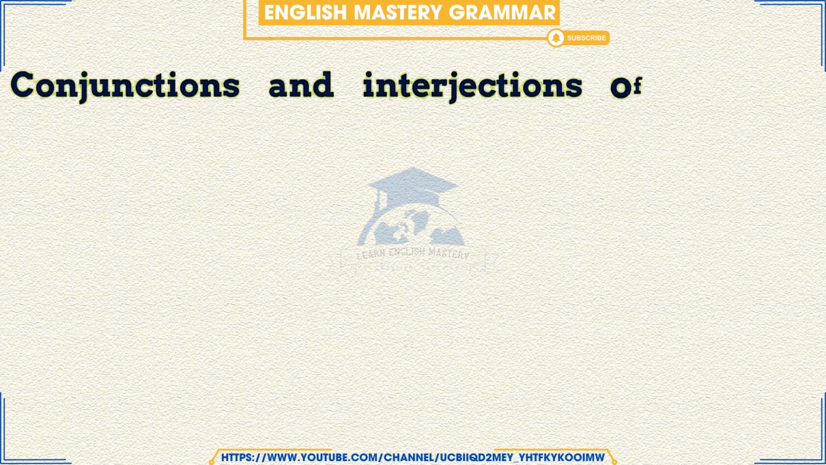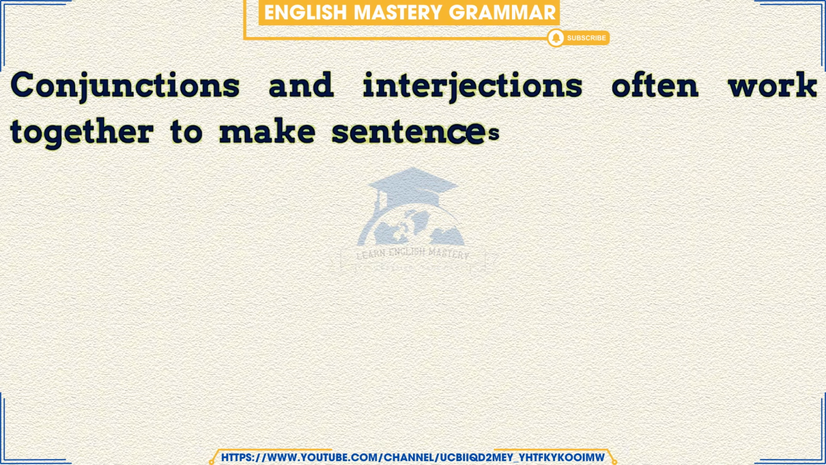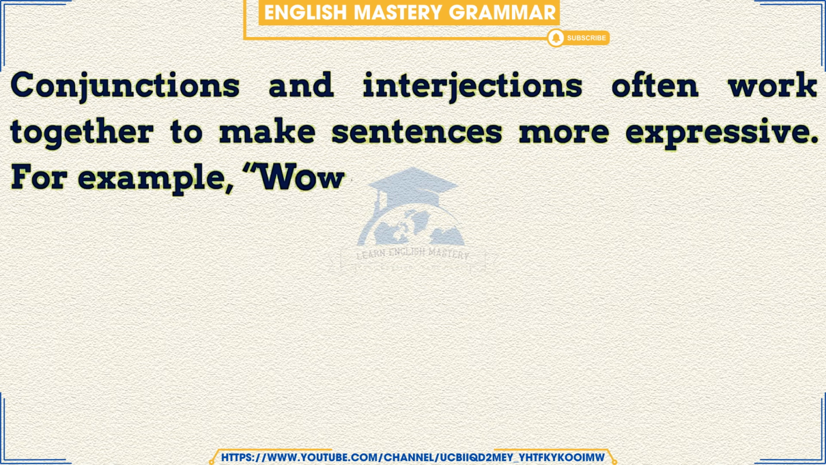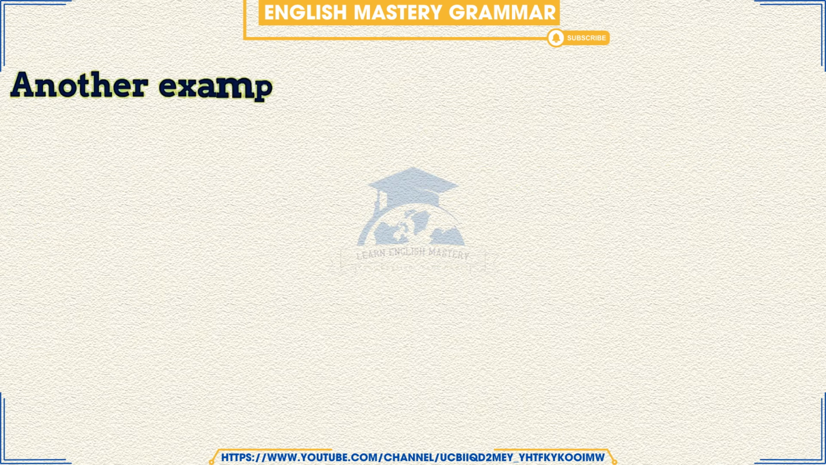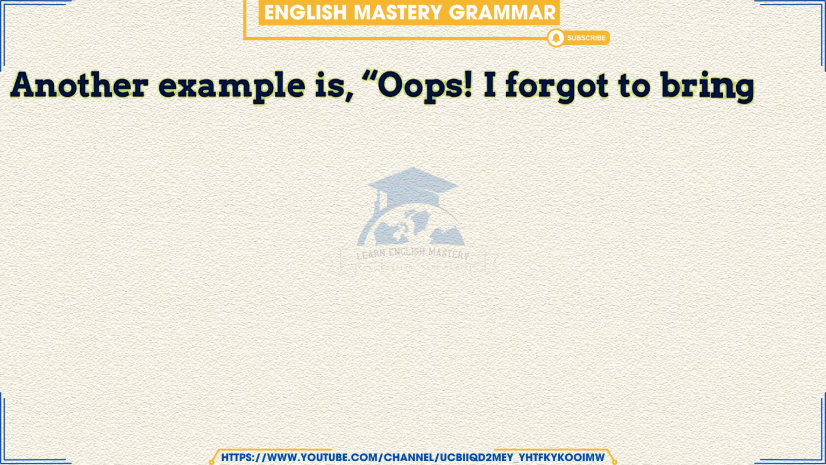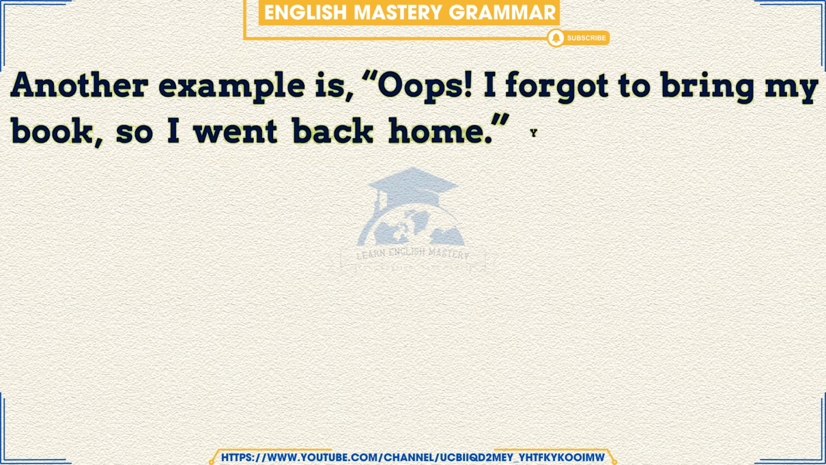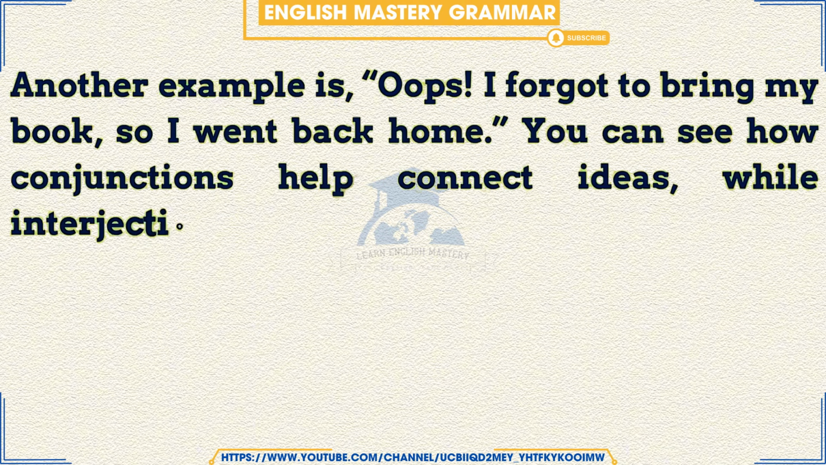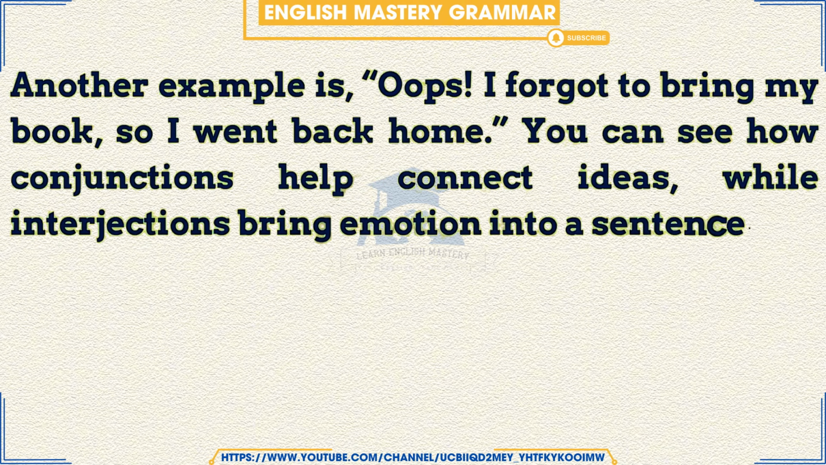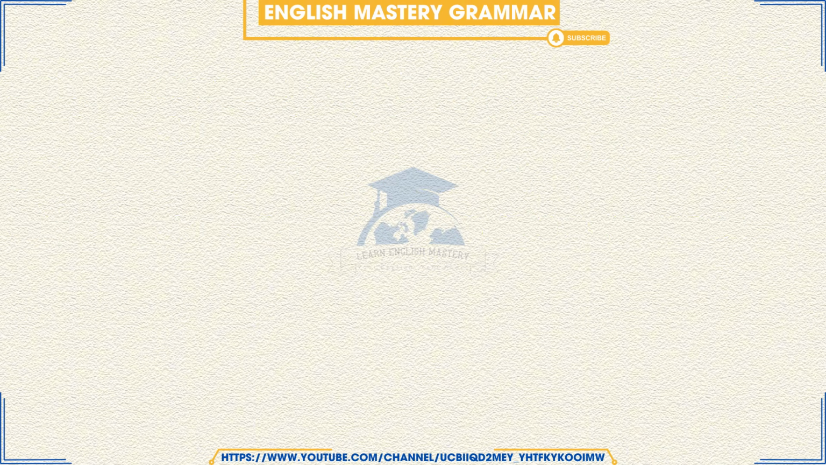Conjunctions and interjections often work together to make sentences more expressive. For example, wow, I wanted to go outside, but it started raining. Another example is, oops, I forgot to bring my book, so I went back home. You can see how conjunctions help connect ideas, while interjections bring emotion into a sentence.